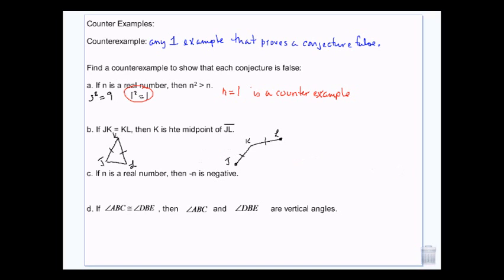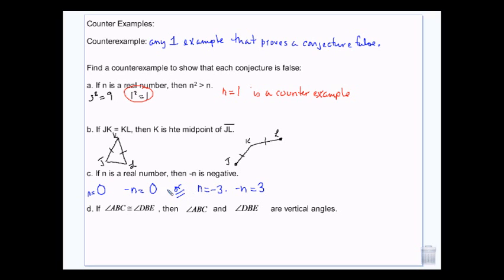If n is a real number, then negative n is negative. How about if n equals 0? If n equals 0, what's negative n? 0. Because there's no such thing as negative 0, right? Or what if n equals negative 3? Then negative n would be positive 3. So just anything like that you can find that proves it false.